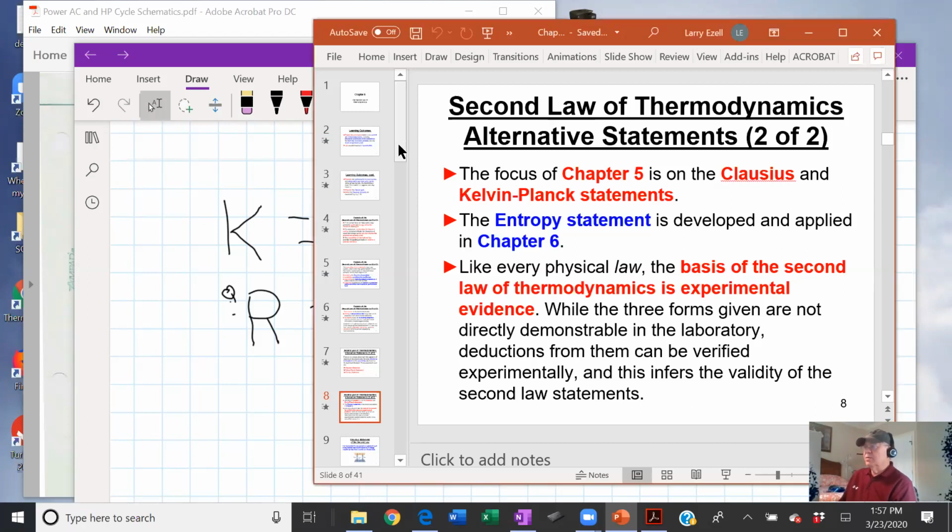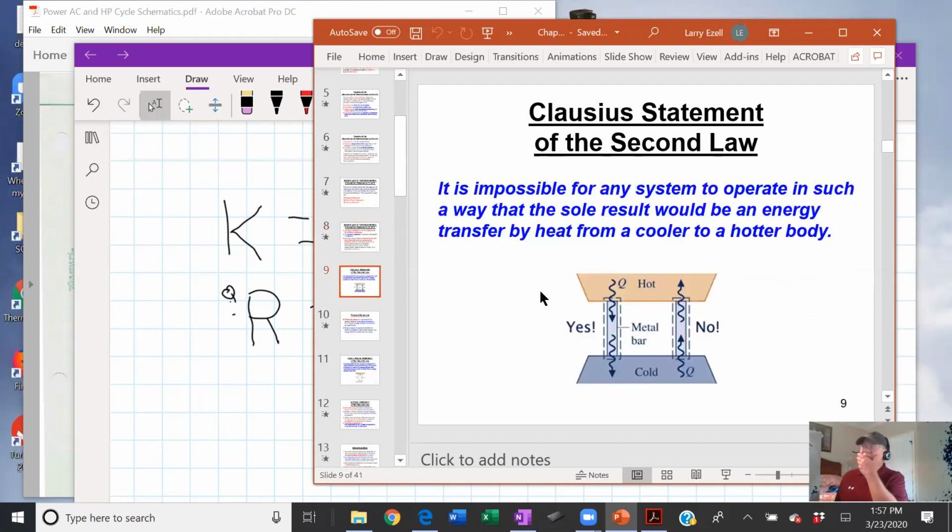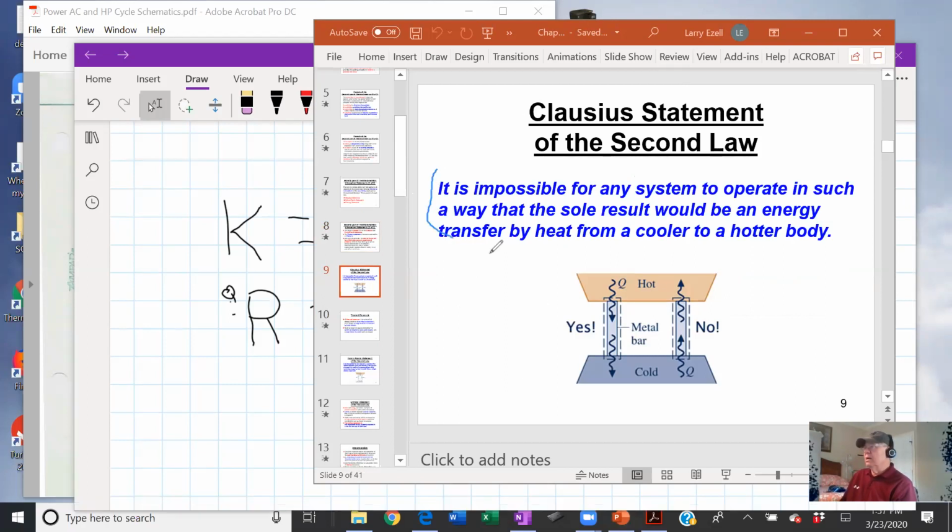Okay, let's scroll down, go to the next. Okay, here's the statement of Clausius. It's really quite interesting. This in blue here is what you'll have to write on your test.